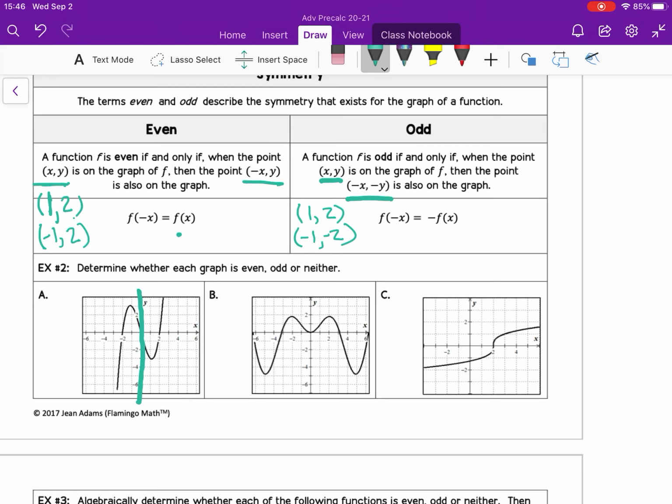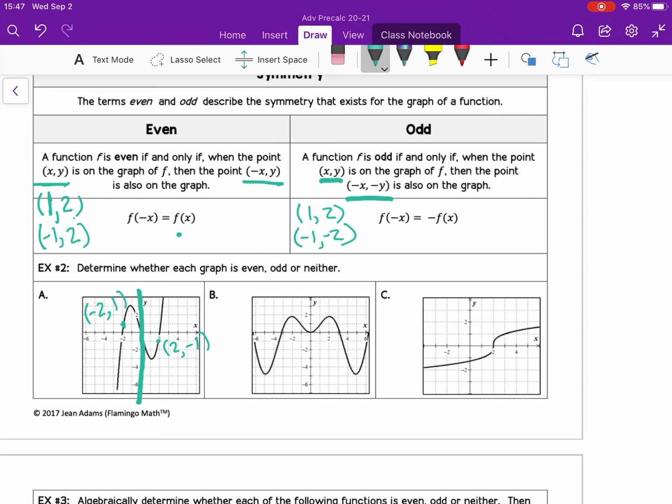Odd is kind of hard to tell about the origin. You have to think about half of the graph being rotated to the other half. Sometimes it's easier to think of it like, here is the point (negative 2, 1). According to our definition of odd, we have to have the reverse of that, so we have to have (positive 2, negative 1). And sure enough, we do.